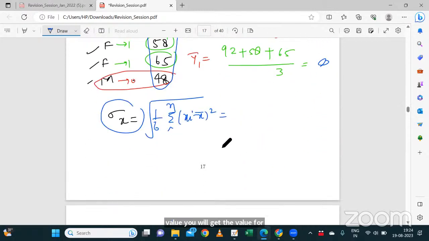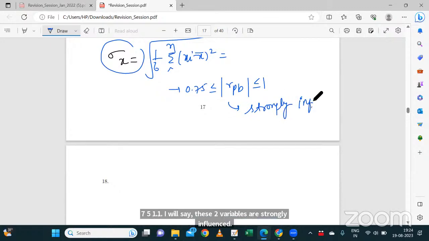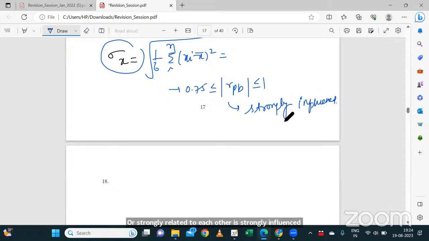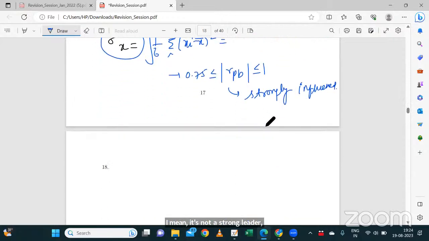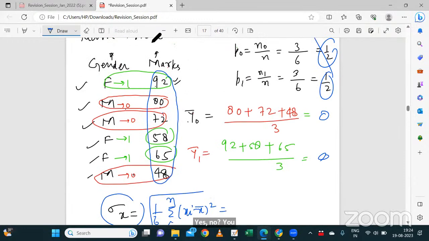Basically there is one criterion: if the absolute value of point biserial lies between 0.75 and 1, I will say these two variables are strongly related or strongly influenced by each other. Otherwise, it's not strongly related. Got it? Clear? You got the idea of how to compute the association between one categorical variable and one numerical variable. Okay, just give me 2 minutes, then I will start the week 5 concept.